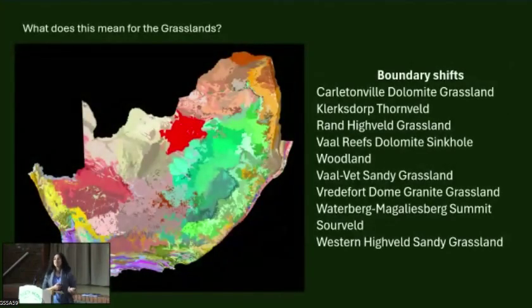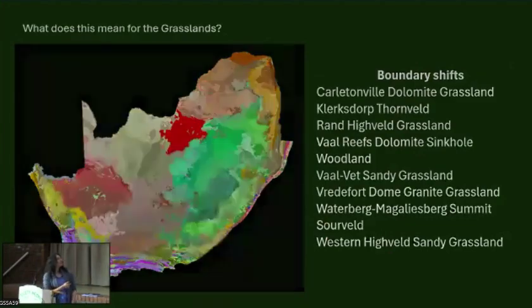And so what does this mean for the grasslands? In this iteration, if you look at the area in red, they've been just changes to the extents of the grassy types in those areas. Those are the types that have been affected, and it's just boundary shifts. And they're in the eastern part of the Northwest province. So that's what you can look forward to when you look in the map.